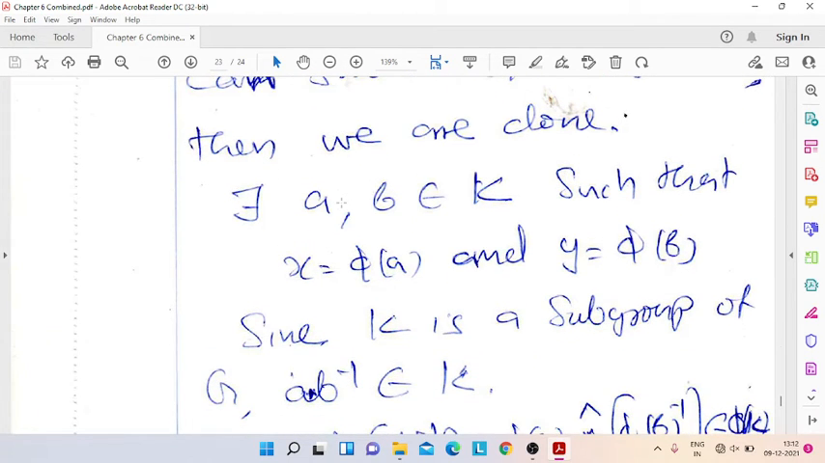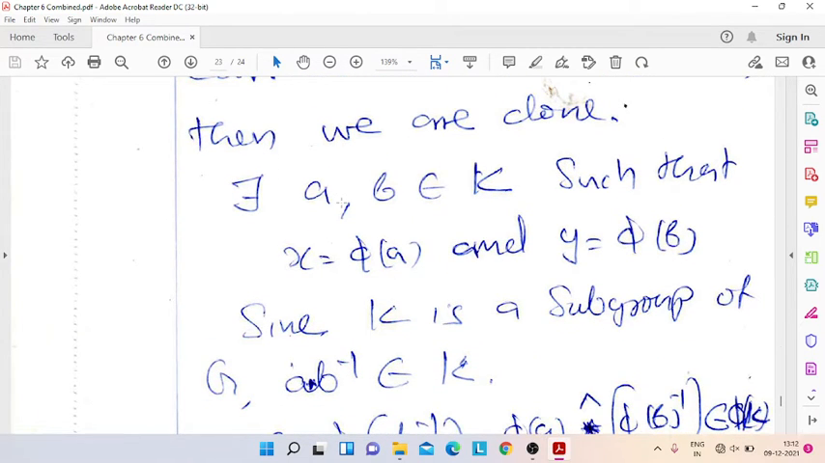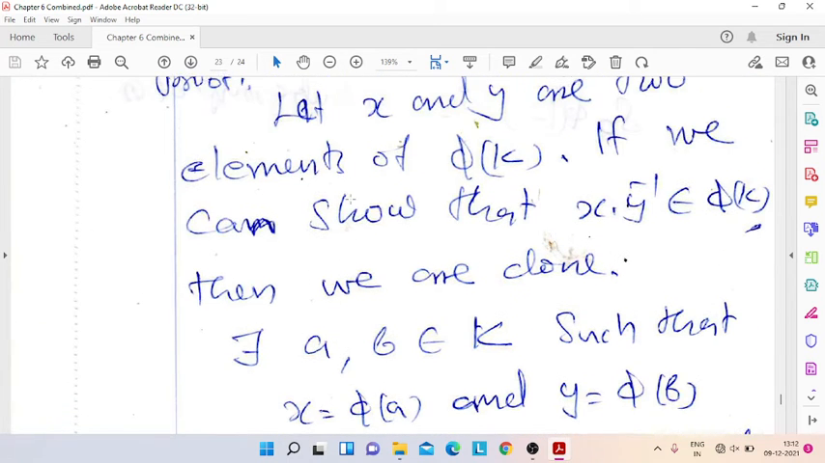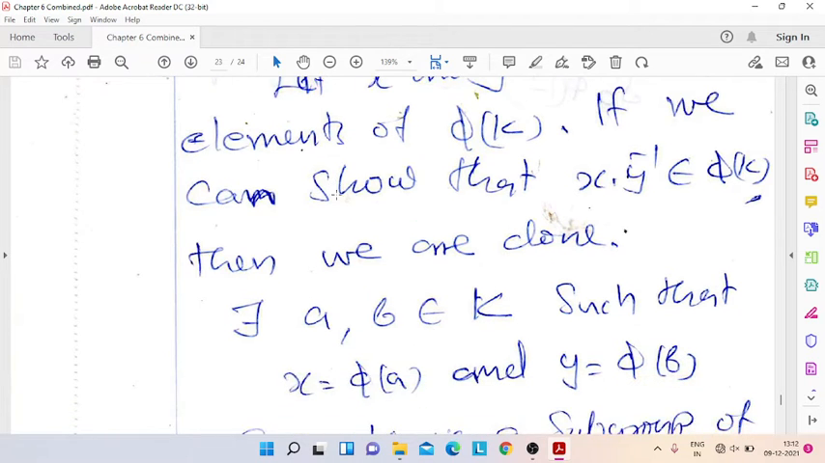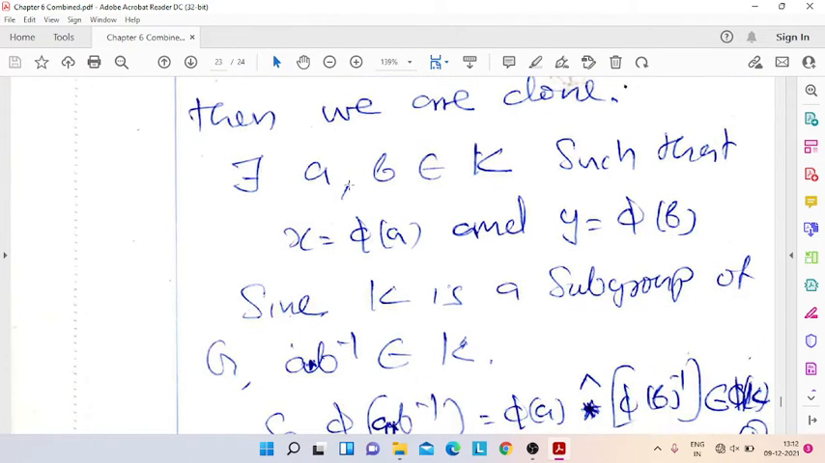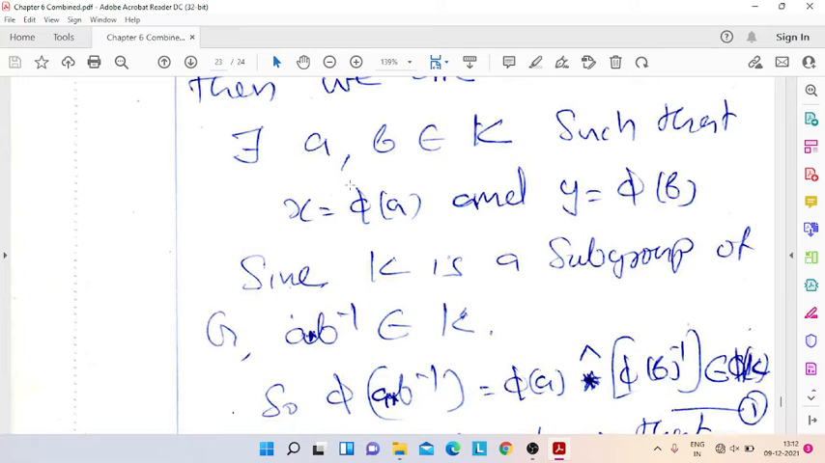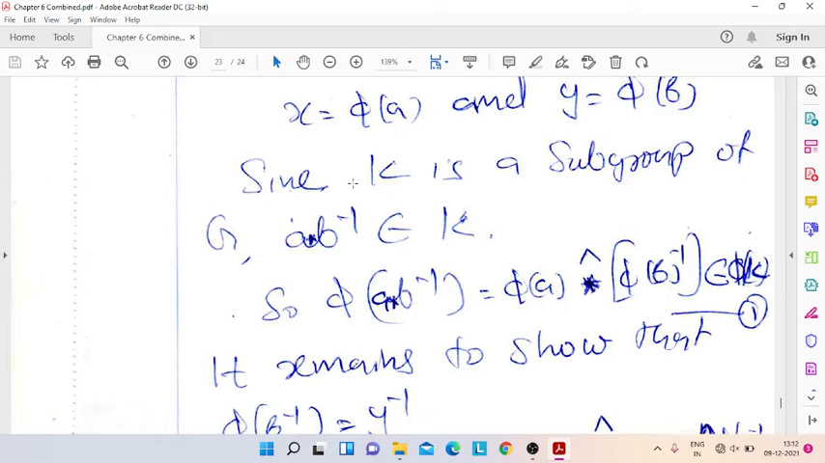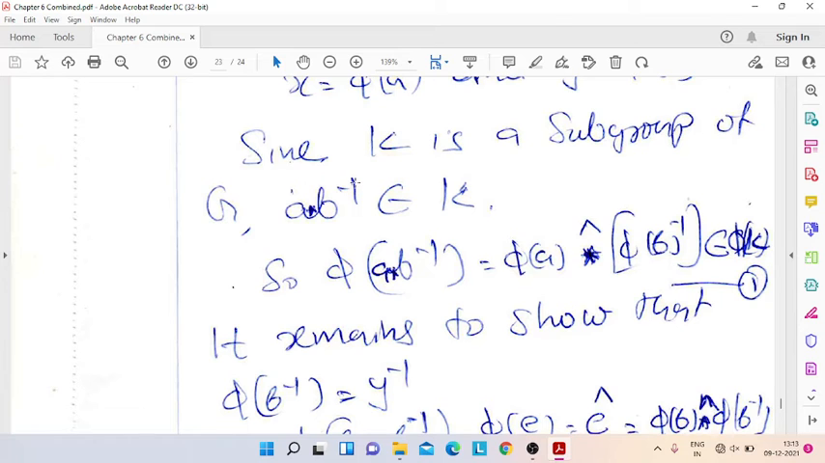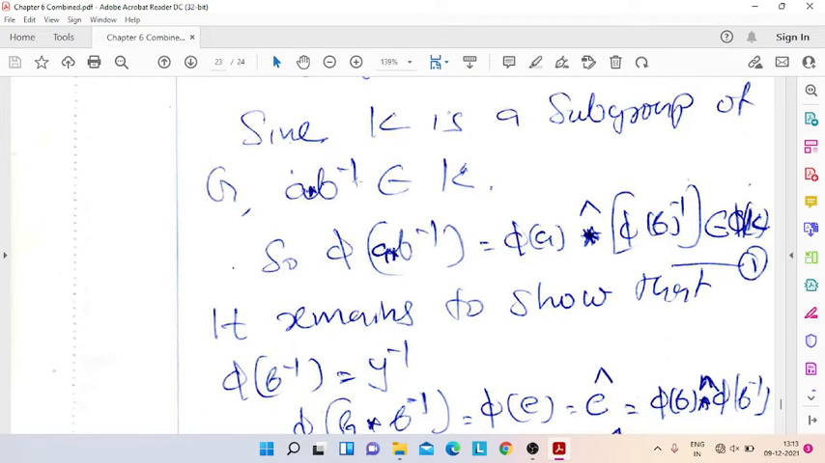This happens when x and y are elements of phi k. If x and y are elements of phi k, then there must exist two elements a and b in K such that x equals phi of a, and y equals phi of b. And since K is a subgroup of G, you know that a star b inverse must be an element of K.